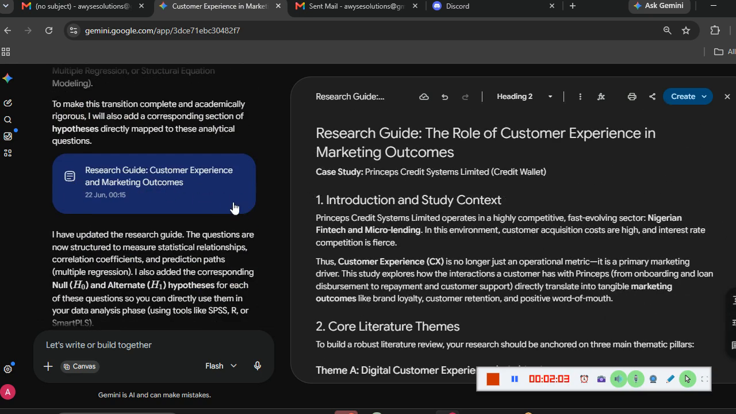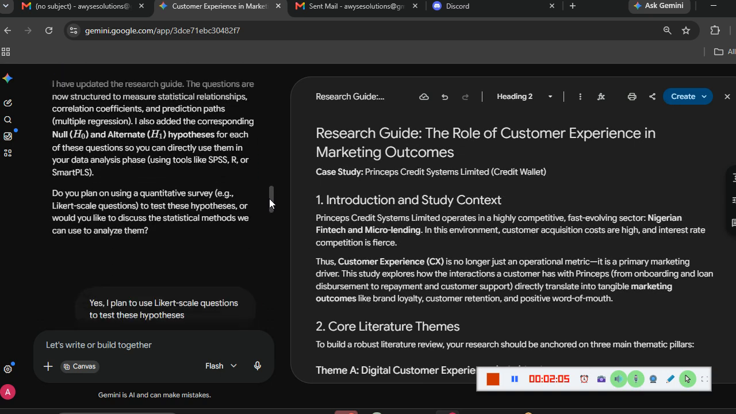I'm unable to open it still. That's Gemini doing its own jargons.